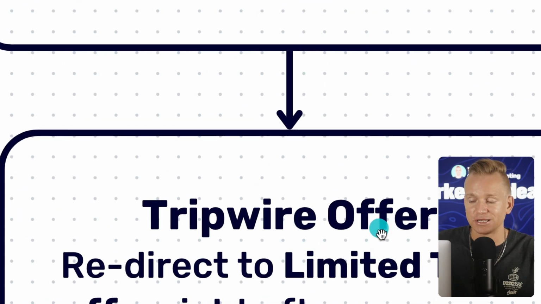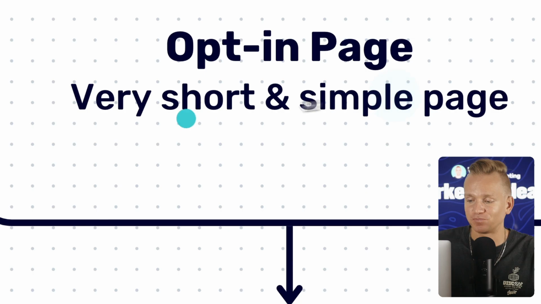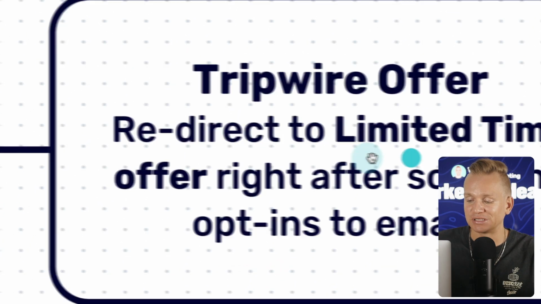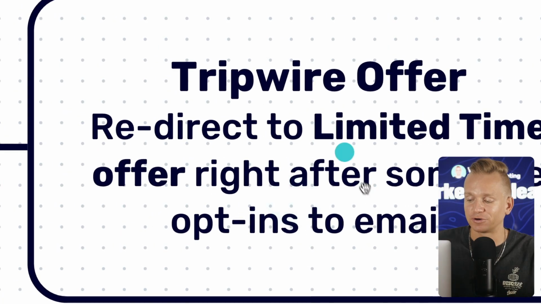But after this, one thing you can do is set up a tripwire offer. So basically, once someone puts their email in on the opt-in page, they're automatically redirected to a limited time offer right after they put in the email. So this is a great way to start getting some sales when the interest has really peaked.